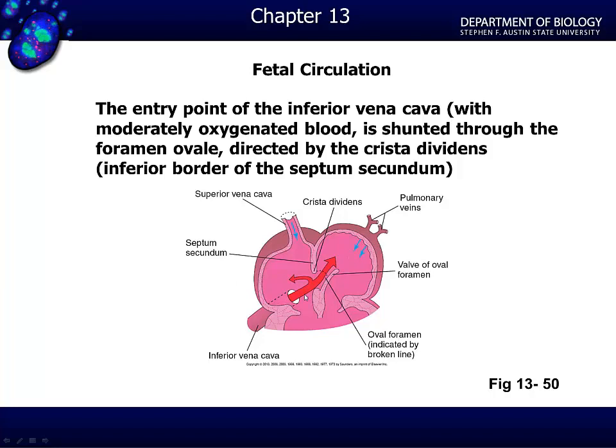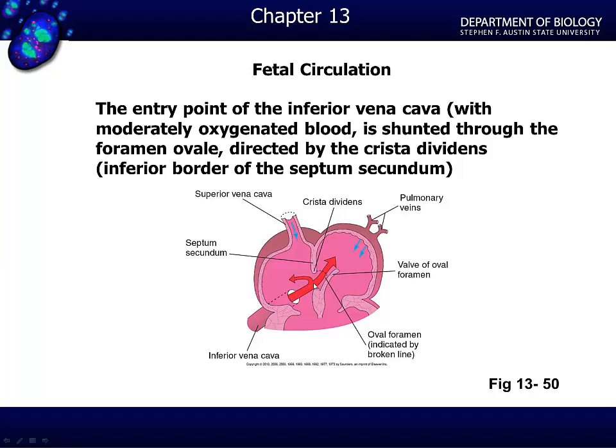And so we also have, they call this the inferior border of the septum secundum, this portion hanging down. But the arrangement and the angle of the septum secundum is also going to help move this blood through this opening. You see the inferior vena cava and the foramen ovale are going to be lined up just perfectly for this high pressure blood to flow back. And it's high pressure, remember, coming back from the placenta.